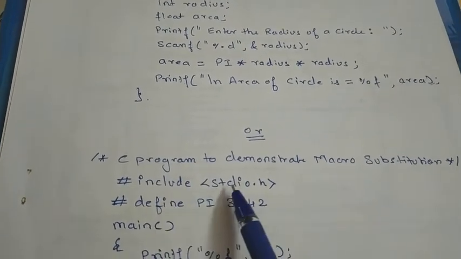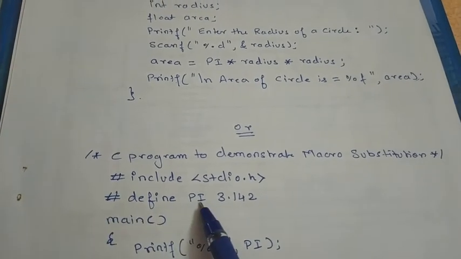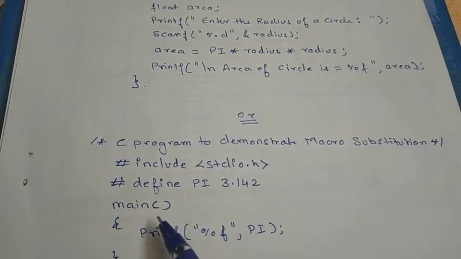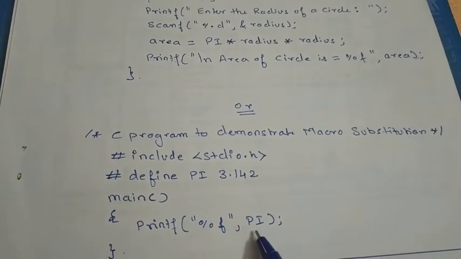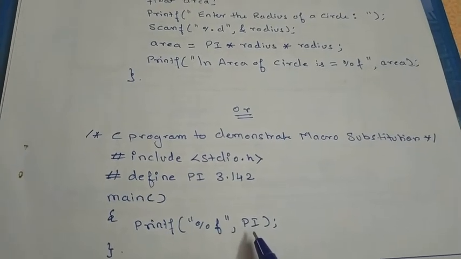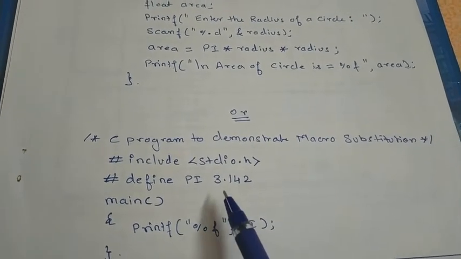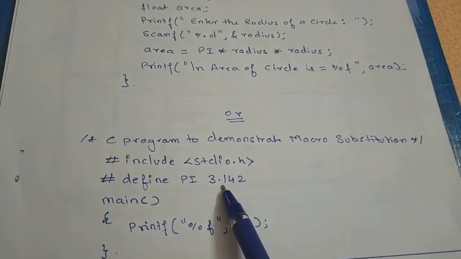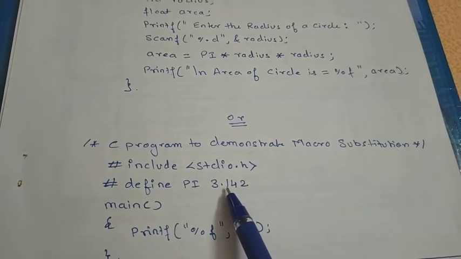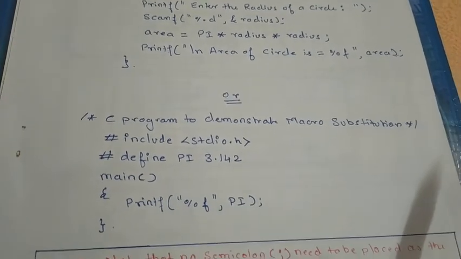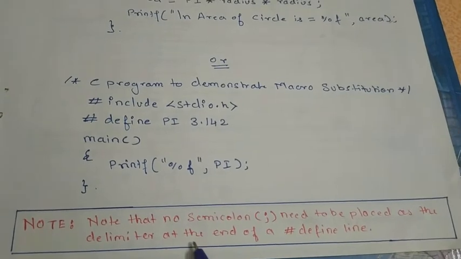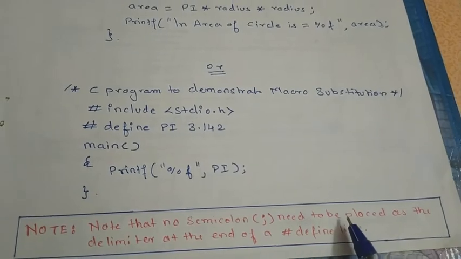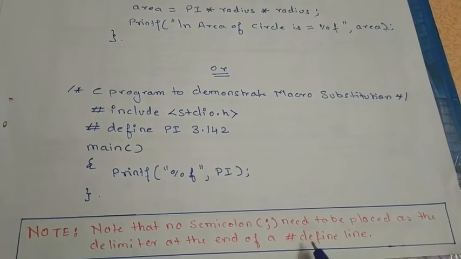Here we have #include <stdio.h>. I have defined pi again as 3.142. So I am just using a printf statement in my main program to display the value of pi. So here the pi value gets replaced by the string defined above the main function. Okay, so the important note to remember here is that there is no semicolon needed as the delimiter at the end of the #define line.